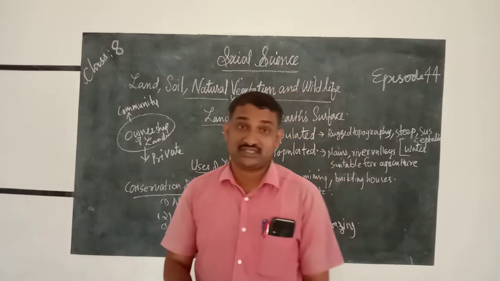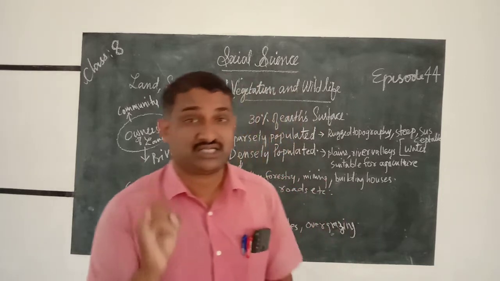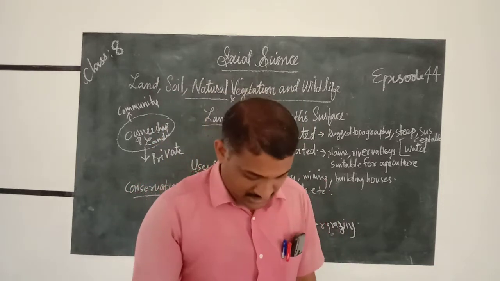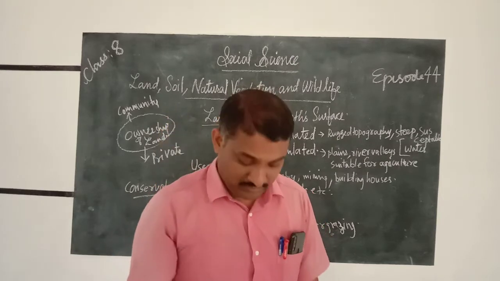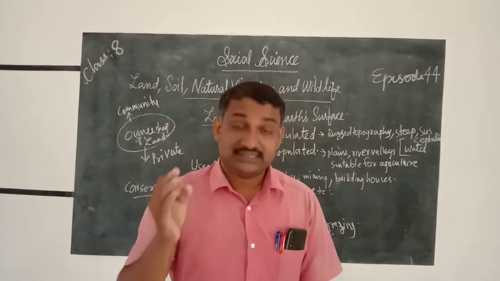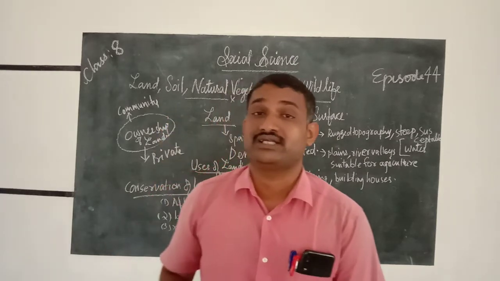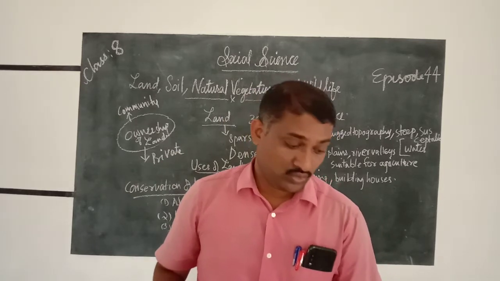So afforestation, land reclamation, regulated use of chemicals and pesticides, and checking overgrazing: what are the things we can do for the conservation of land? We must check overgrazing.